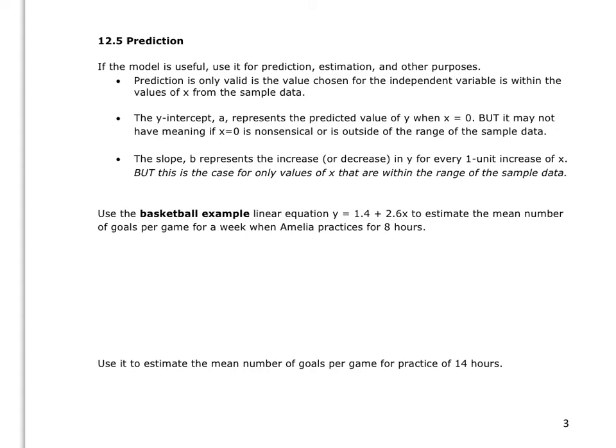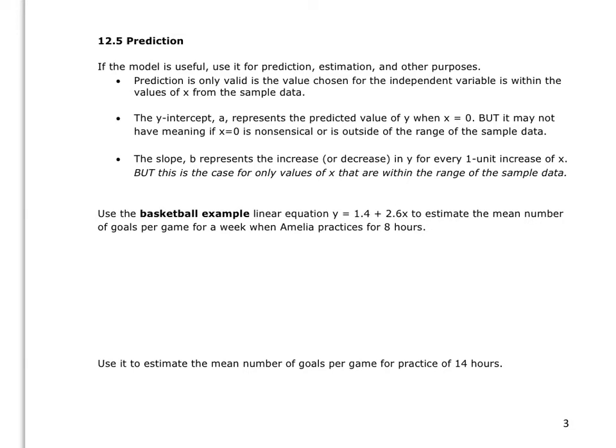Okay, last thing we're going to do with the linear regression is use the linear equation that we come up with for these correlated variables x and y, and use it to predict values of the dependent variable y. There are three things we need to keep in mind. The prediction is only valid if we choose a value for the independent variable that is within the range of values that the model was based on.